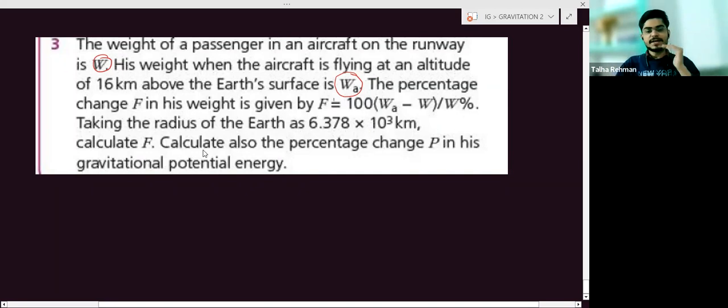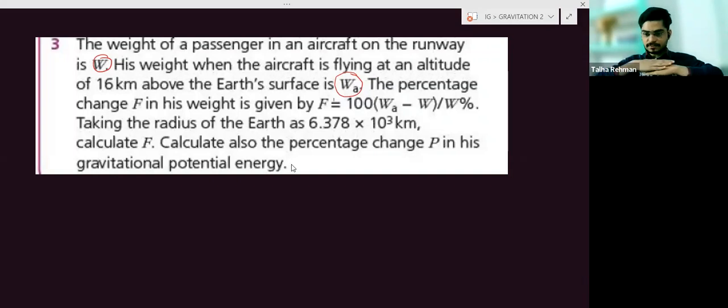Secondly, they are asking to calculate also the percentage change P in his gravitational potential energy when he is on the surface, and when he is at a height of 16 kilometers above the surface of the earth.